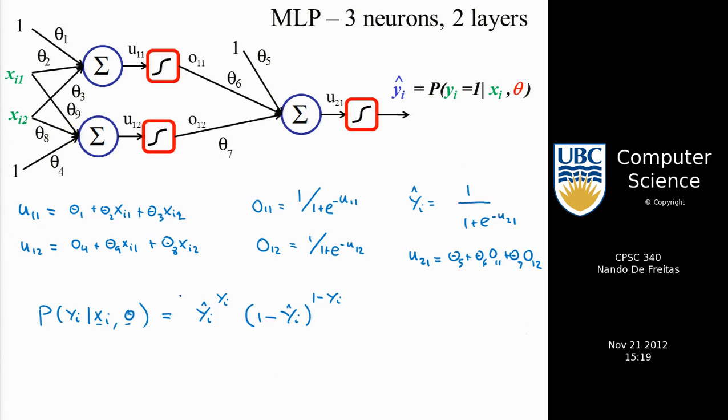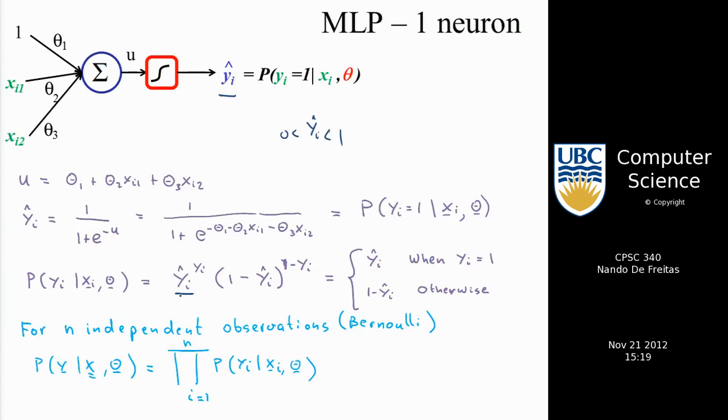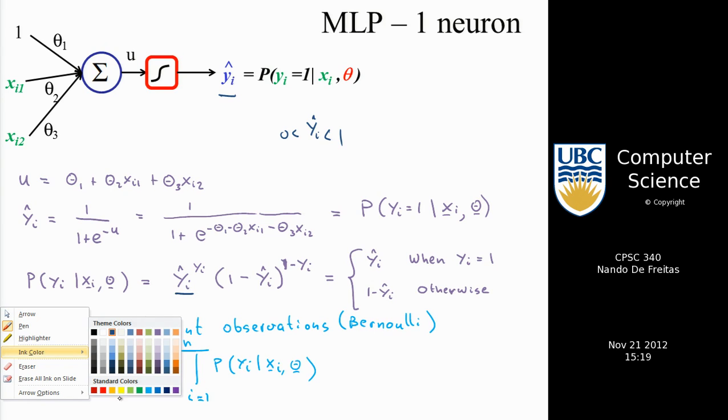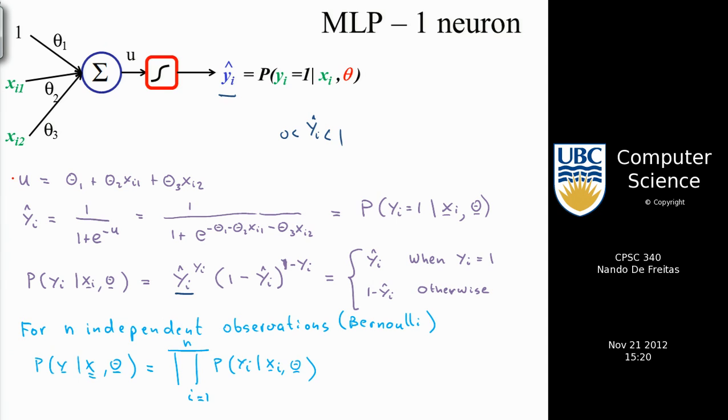The only difference with logistic regression is the following. For logistic regression, the mapping to go from input to output is a very simple one. We first compute this U, which is basically a linear regression, and then we put the linear regression through the sigmoid to give us a number between 0 and 1.